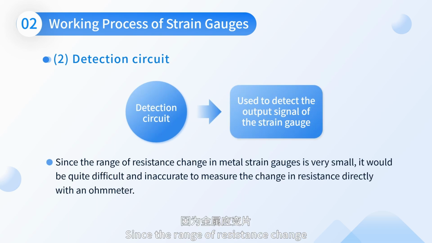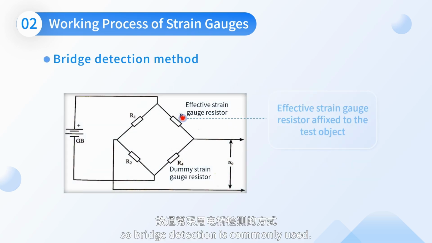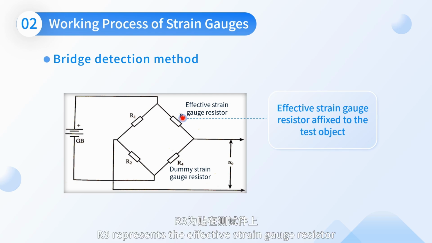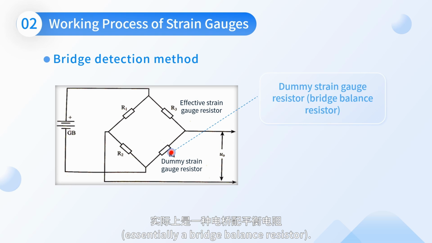Since the range of resistance change in metal strain gauges is very small, it would be quite difficult and inaccurate to measure the change in resistance directly with an ohmmeter, so bridge detection is commonly used. In this circuit, R3 represents the effective strain gauge resistor affixed to the test object, while R4 is a dummy strain gauge resistor, essentially a bridge balance resistor.